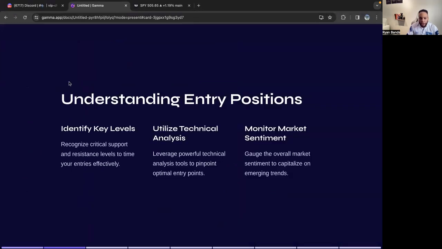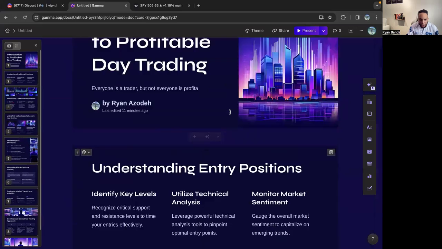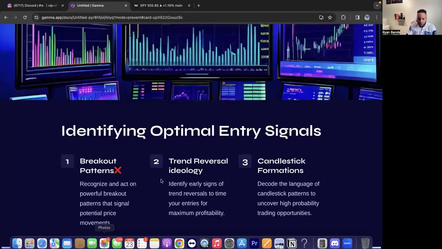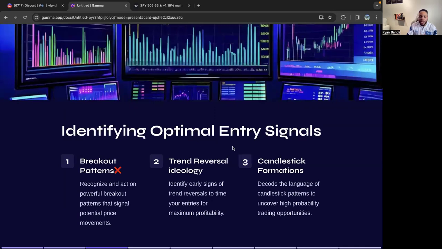All right. So first and foremost, for your profitable trading, there's a couple of elements that you do want to focus on. Your first thing is understanding your entry positions, finding key levels, using technical analysis, then understanding the overall market sentiment. The main thing that we're going to cover today, which has been a way that we've been making the most of our bag in our chat right now, is our next strategy: finding our optimal, most profitable entry signals.